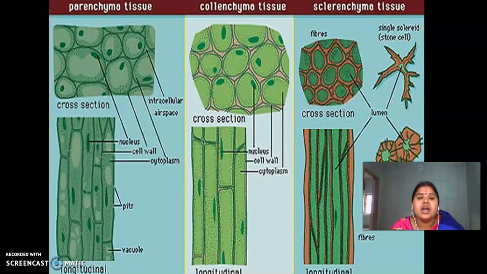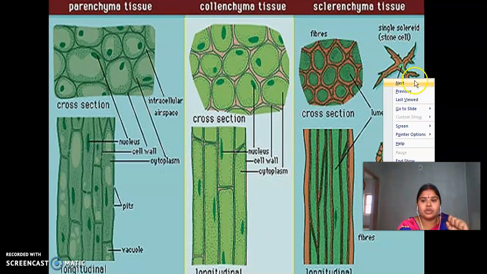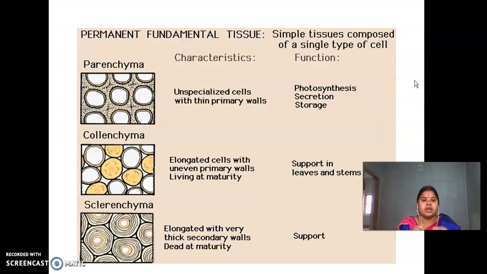What's the next slide? Complex tissue. There are two types of complex tissue: one is the xylem and another one is the phloem. These xylem and phloem together are known as vascular bundles. Next I am going to explain about vascular bundles. Here one more slide is there, and it is easy to understand. I give some explanations.